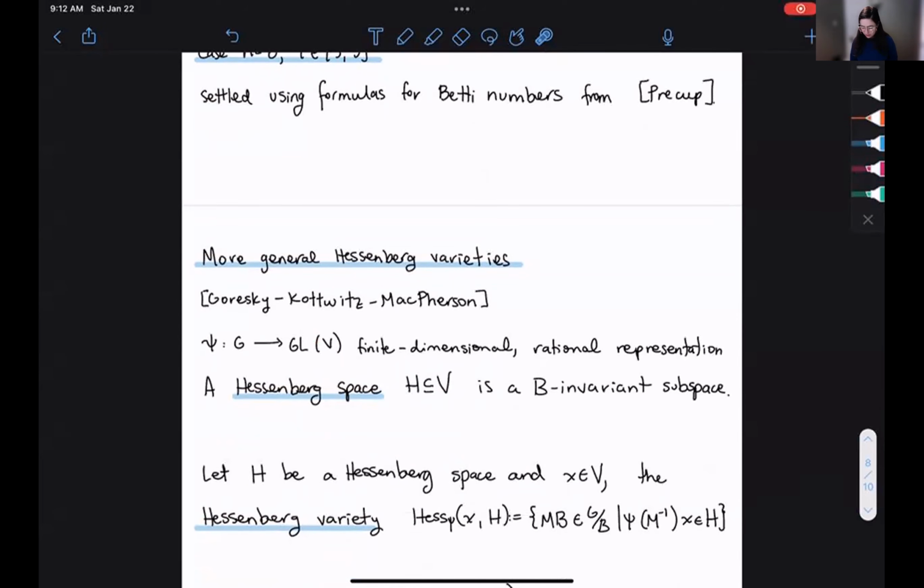Now, if you let H be a Hessenberg space in this generality and B be an element of our vector space, our new very general definition of a Hessenberg variety, and this is not standard, but I'm just putting it there so we can compare, is the set of cosets such that this holds.